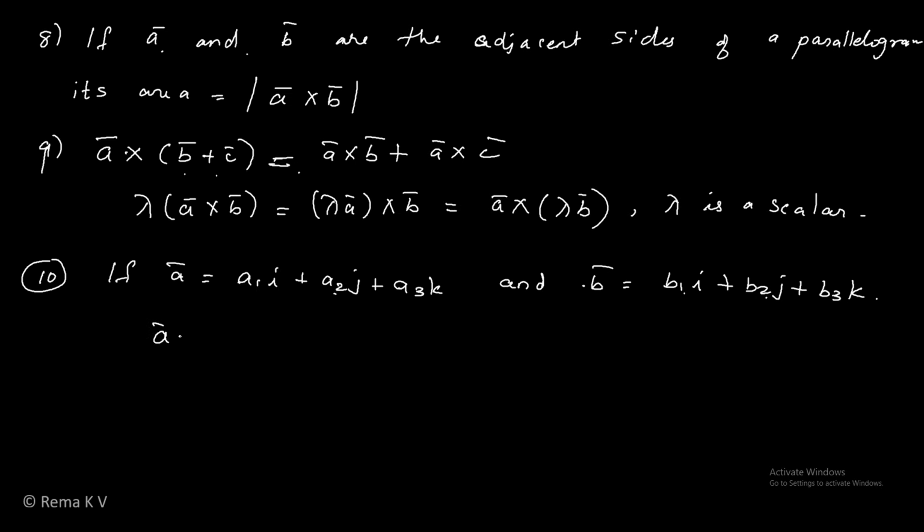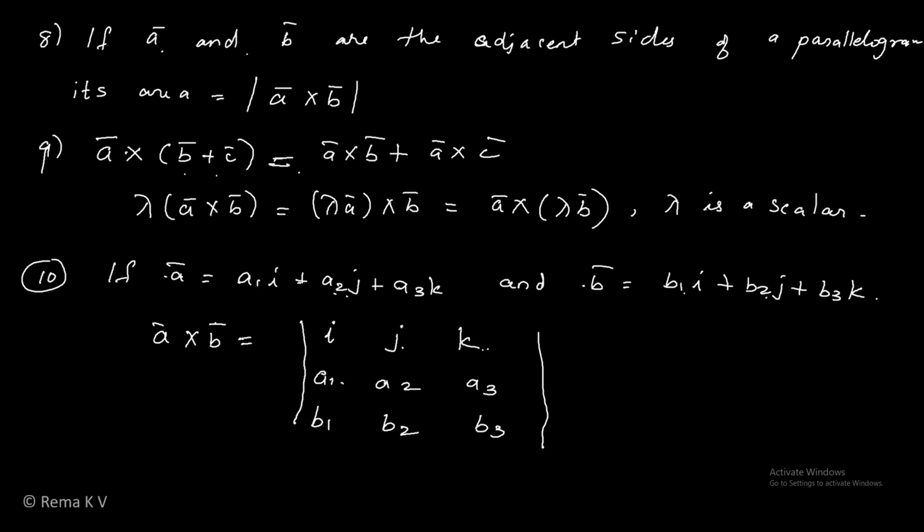Here the cross product is defined as a determinant. This is not modulus. It is the determinant of I, J, K. Since A cross B is a vector, we have to get the result as a vector. So the first row is to be taken as I, J, K. Then A1, A2, A3, the scalar components of vector A. Then the scalar components of vector B. The value of this determinant will give A cross B.